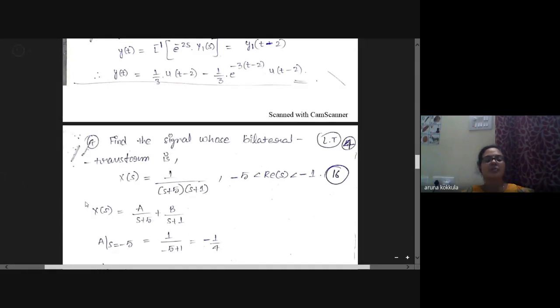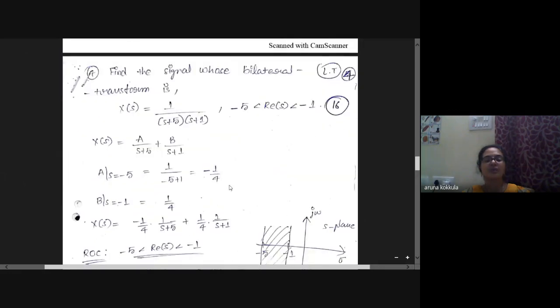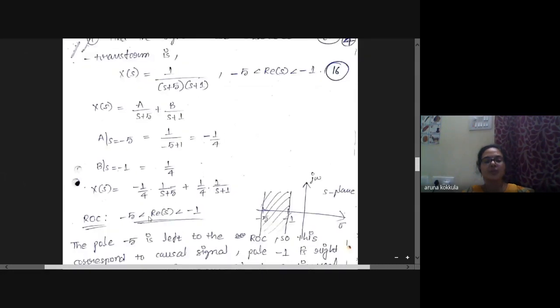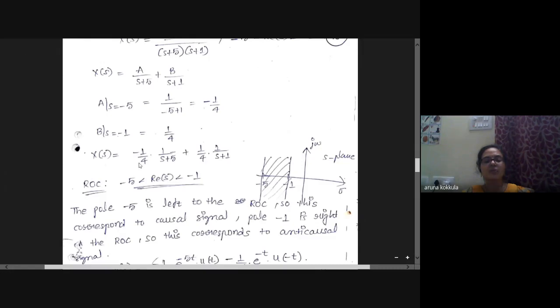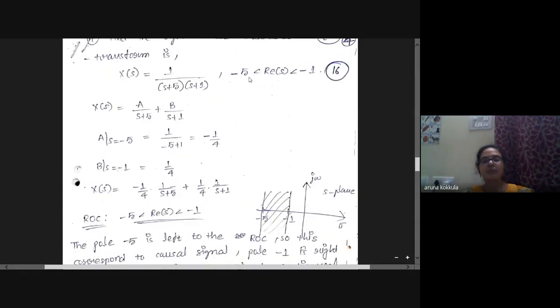Find the signal whose bilateral transform is given, and the region of convergence is given as minus 5 to minus 1. So the poles are minus 5 and minus 1. Try to apply the partial fraction method and get the coefficients. I got X of s is equal to minus 1 by 4, 1 by s plus 5, plus 1 by 4, 1 by s plus 1. Here the pole is minus 5. Just compare your region of convergence.